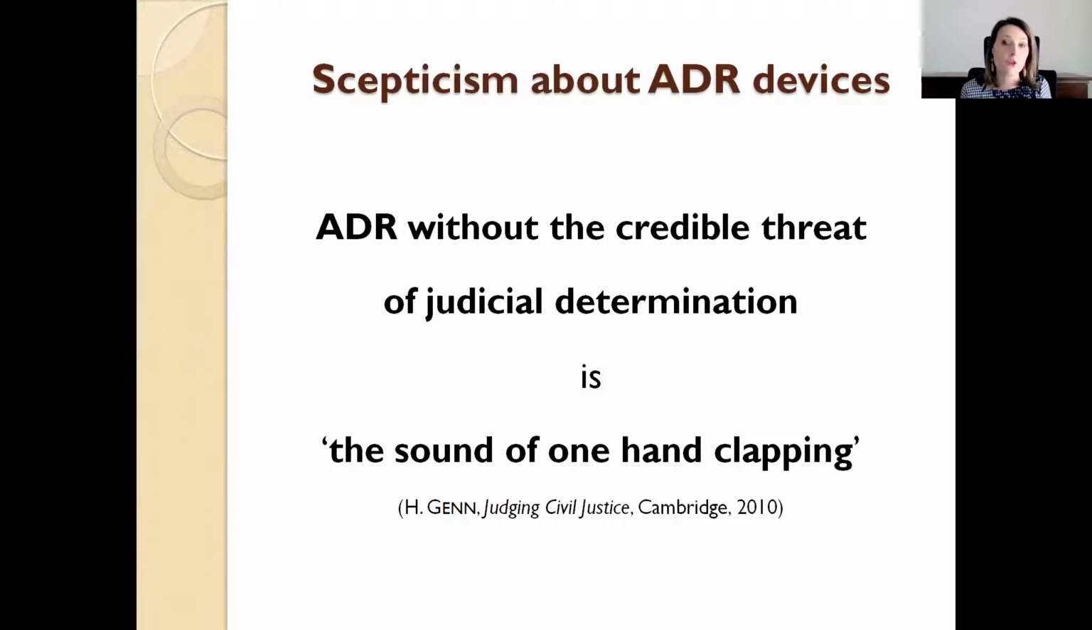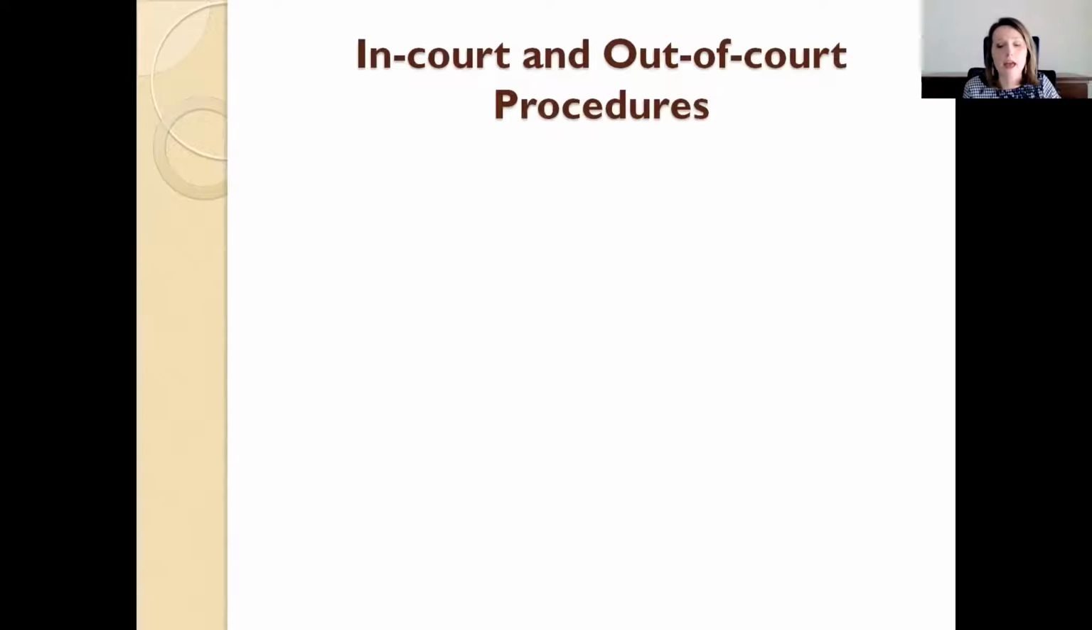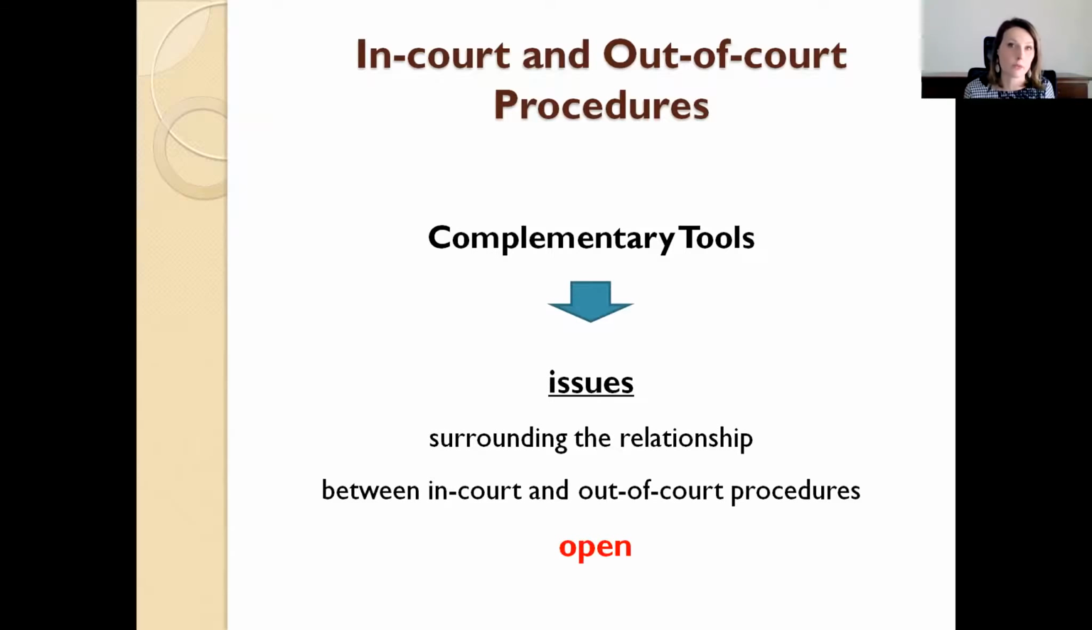But on the other hand, it's also undeniable that we should recognize that within a mature system of civil justice, there is place for both formal and informal processes. There is place for court adjudication and out-of-court procedures. And out-of-court procedures should not necessarily be considered a second-best form of justice. Conversely, court adjudication and ADR mechanisms should be seen as complementary tools. But that being said, the issue surrounding the relationship between in-court proceedings and out-of-court procedures remains open.